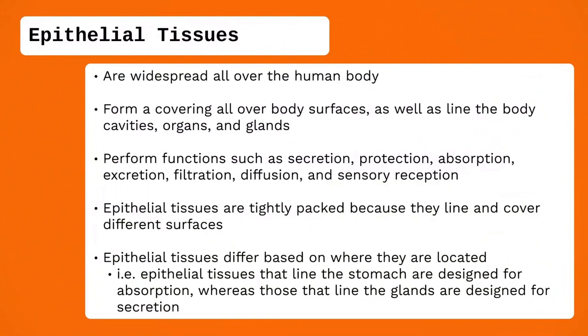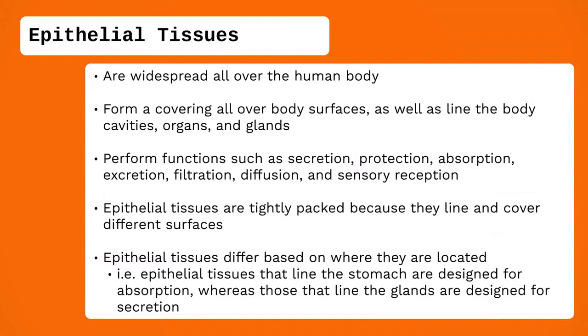Then we have our epithelial tissues. These are widespread all over the human body. They form a covering all over body surfaces as well as line the body cavities, organs, and glands. They perform functions such as secretion, protection, absorption, excretion, filtration, diffusion, and sensory reception.